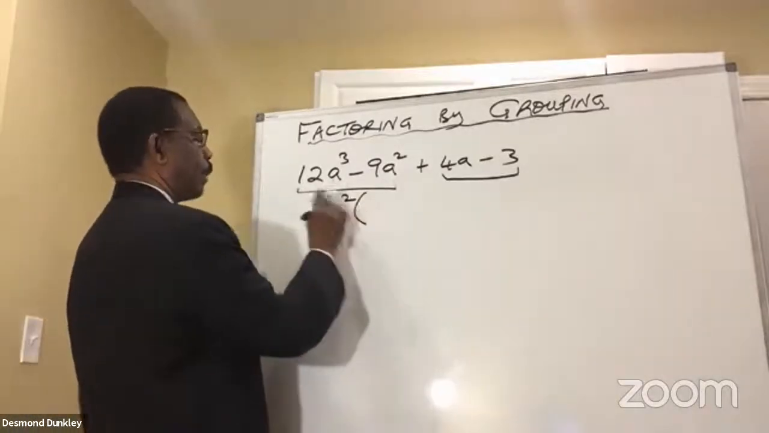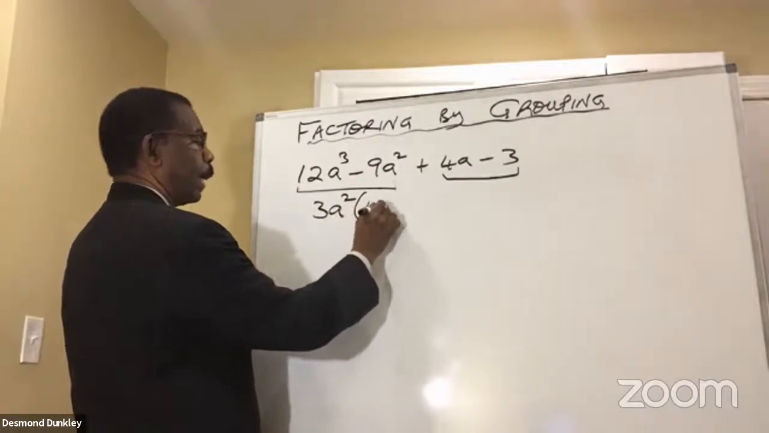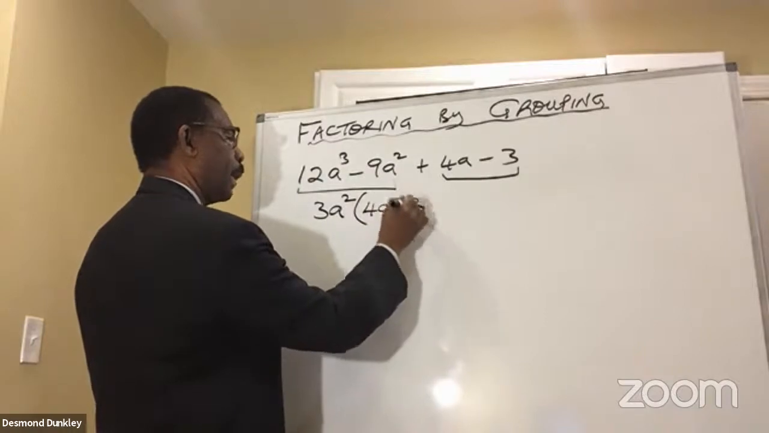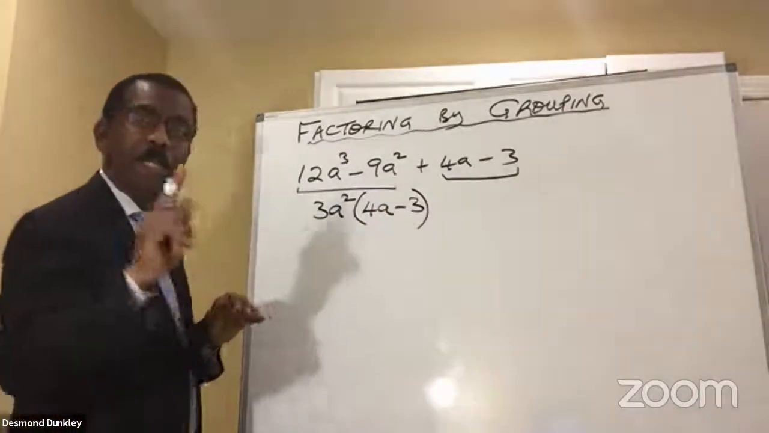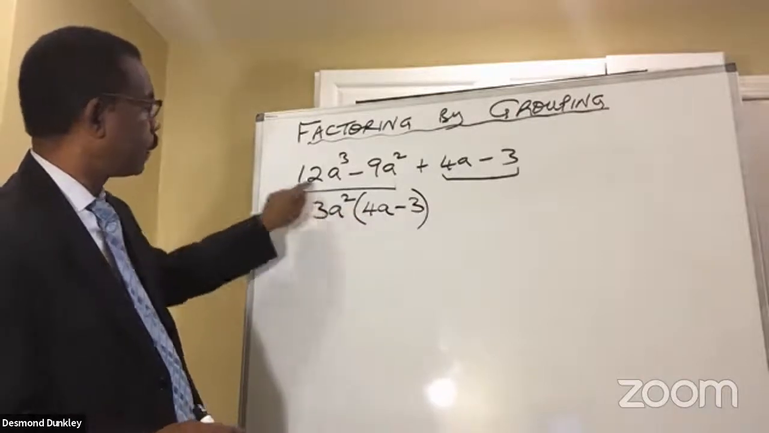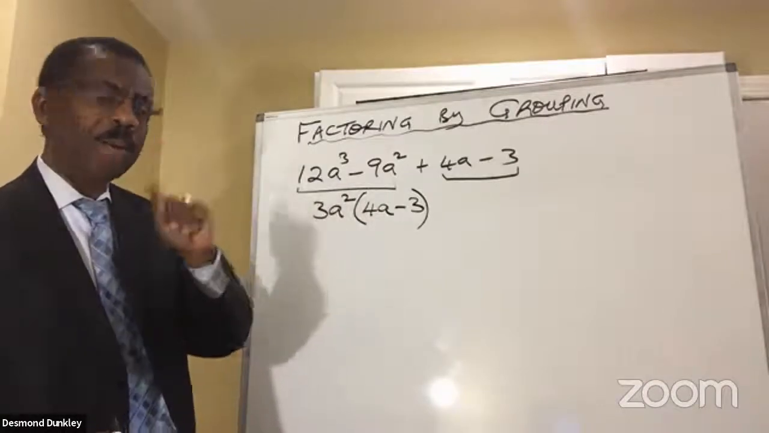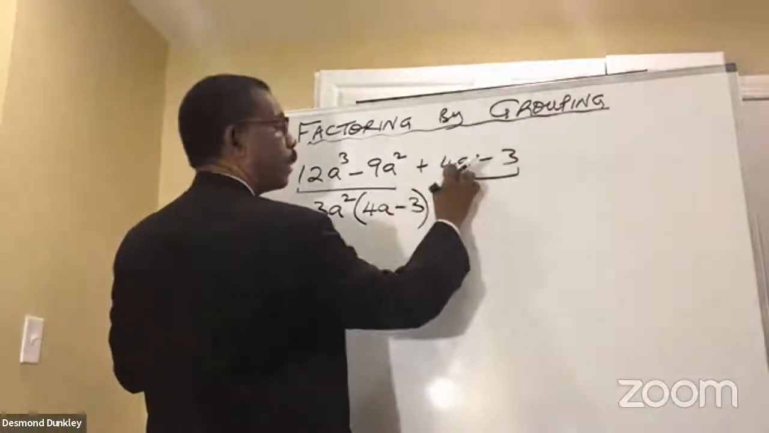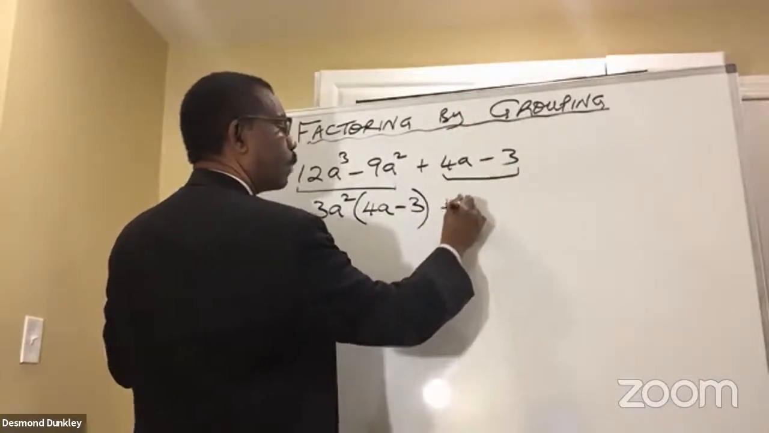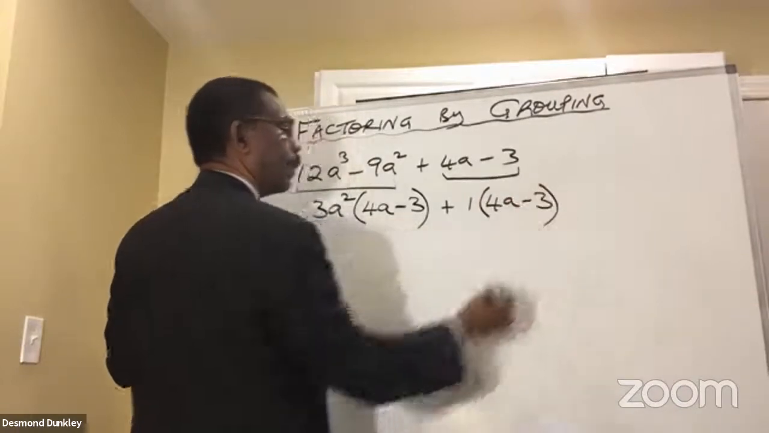So what do I end up with? When I factor out a 3a squared, I'm left with 4a minus 3. Let's double check. 3a squared times 4a. 3 times 4 is 12. A squared times a is a cubed. Very good. What about this? There's nothing common to these two except 1. I can just put plus 1 times 4a minus 3.